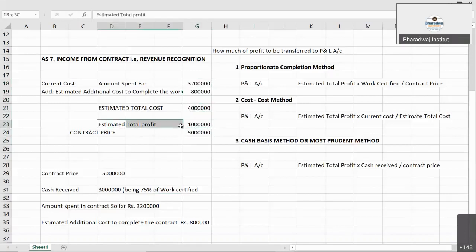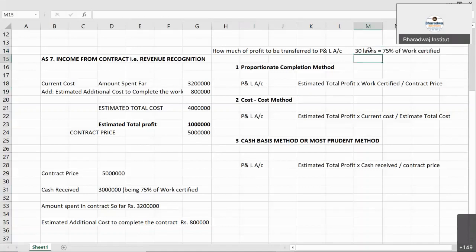What do you mean by estimated total profit? If you complete the full work, this is the profit you will get. Okay. So under the first method, estimated total profit into work certified by contract price. So what is work certified? It's given in the problem, 30 lakhs is equal to 75% of work certified.